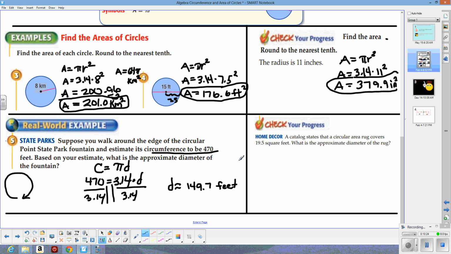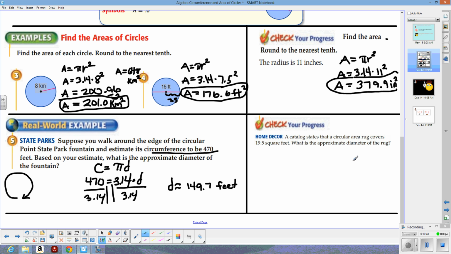One way you can check your answer on a problem like this is you could plug this back into the formula, or back into your original problem here, and you could say 3.14 times 149.7, and it should work out to be very close to 470. It won't work out to be exactly that because this is a rounded number, but it should get very close. You may want to pause the video and try the last one on your own.